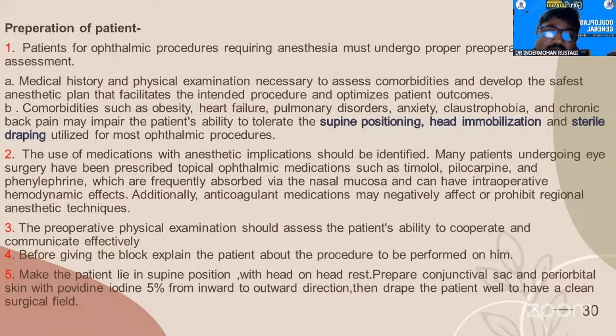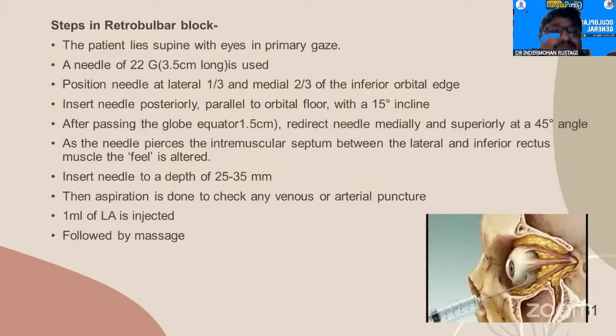And of course, another thing is that since you need the cooperation of the patient, you have to explain to the patient that we are going to do this. So please cooperate and look straight. That is of utmost importance. If you can't tell the patient, then there can be problems while giving the injection. Make the patient lie in a supine position with a head rest, and by putting povidone iodine, prepare the cul-de-sac and then drape the patient.